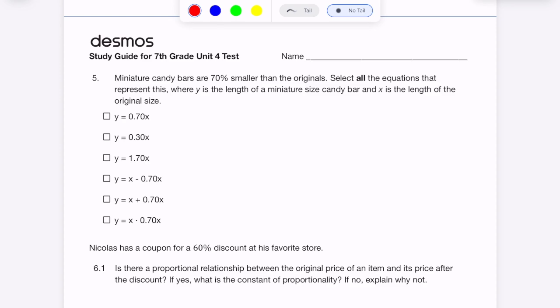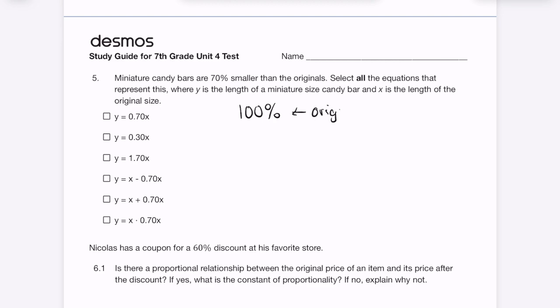Miniature candy bars are 70% smaller than the original. Select all of the equations that represent this, where y is the length of a miniature size candy bar and x is the length of the original size. Okay, so here we have my original candy bar is always going to be 100%, right? That's my starting, that's my initial. We think of the whole thing as 100%.